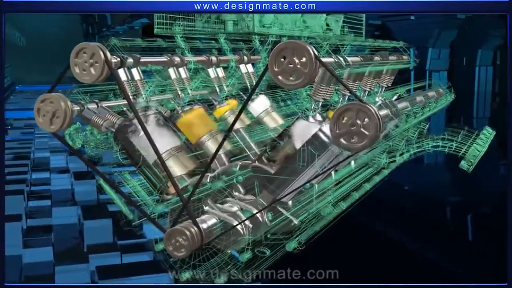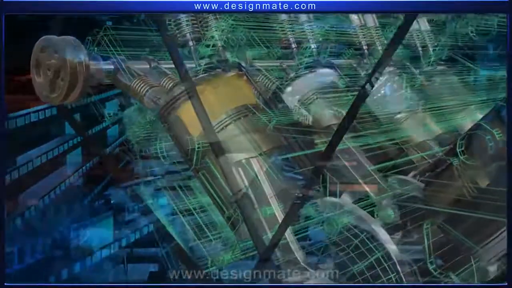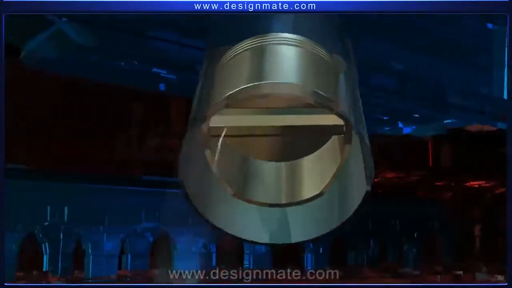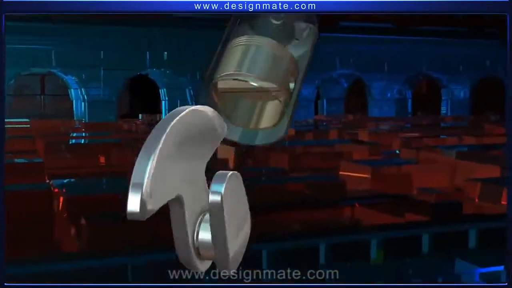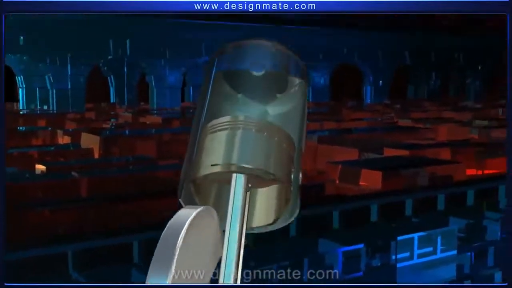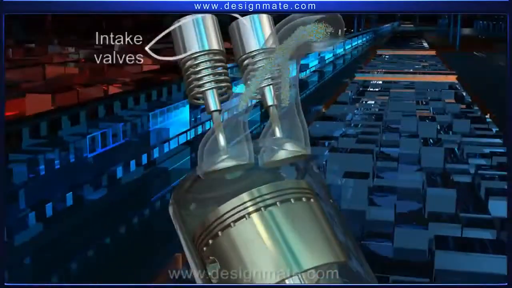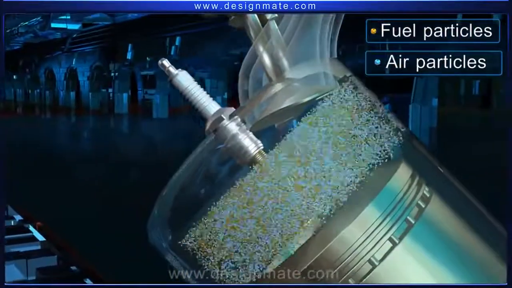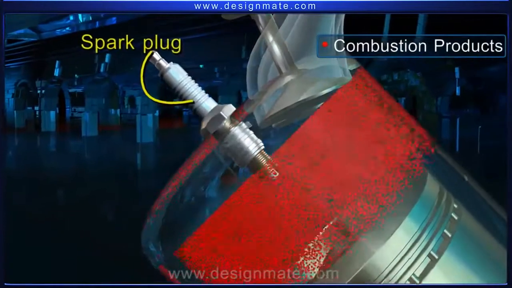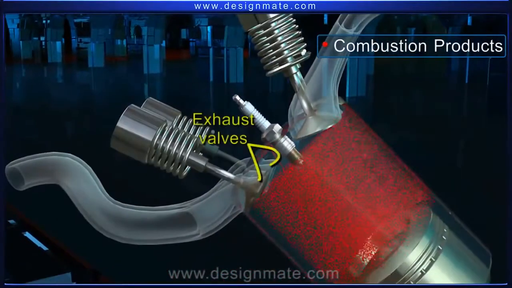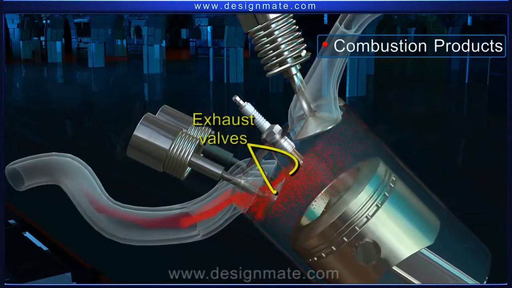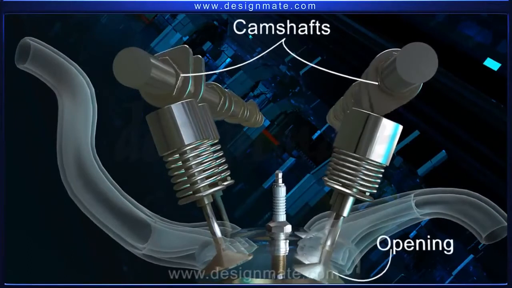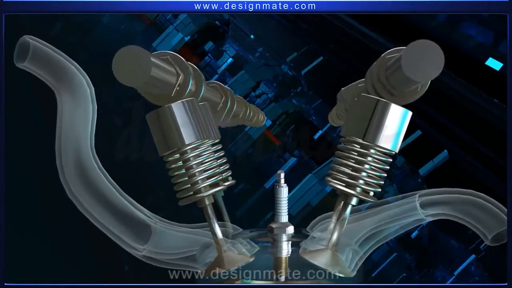Construction. A four-stroke engine mainly consists of insulated airtight cylinders with movable pistons, which are joined to the crankshaft through connecting rods. The intake valves let the fuel-air mixture enter the cylinder. Spark plug produces spark and ignites the fuel-air mixture, and the exhaust valves allow exhaust gases to exit the cylinder. Camshafts control the opening and closing of valves at appropriate times.